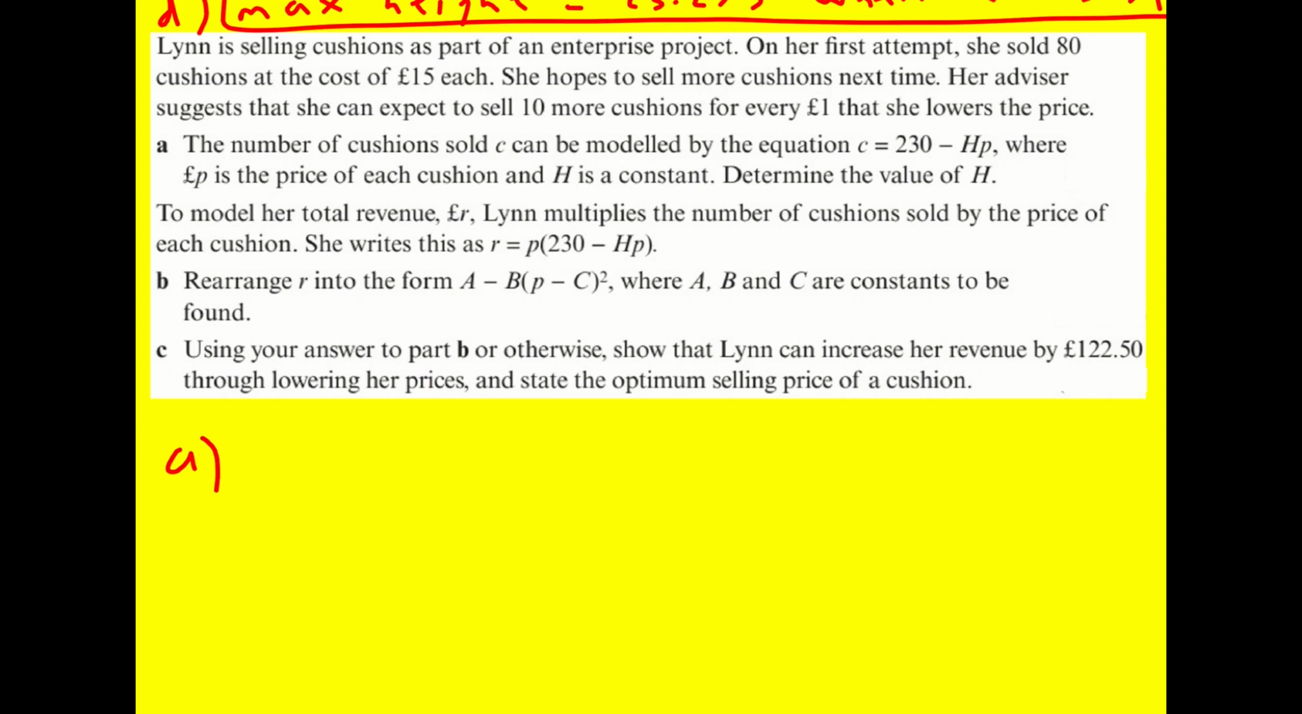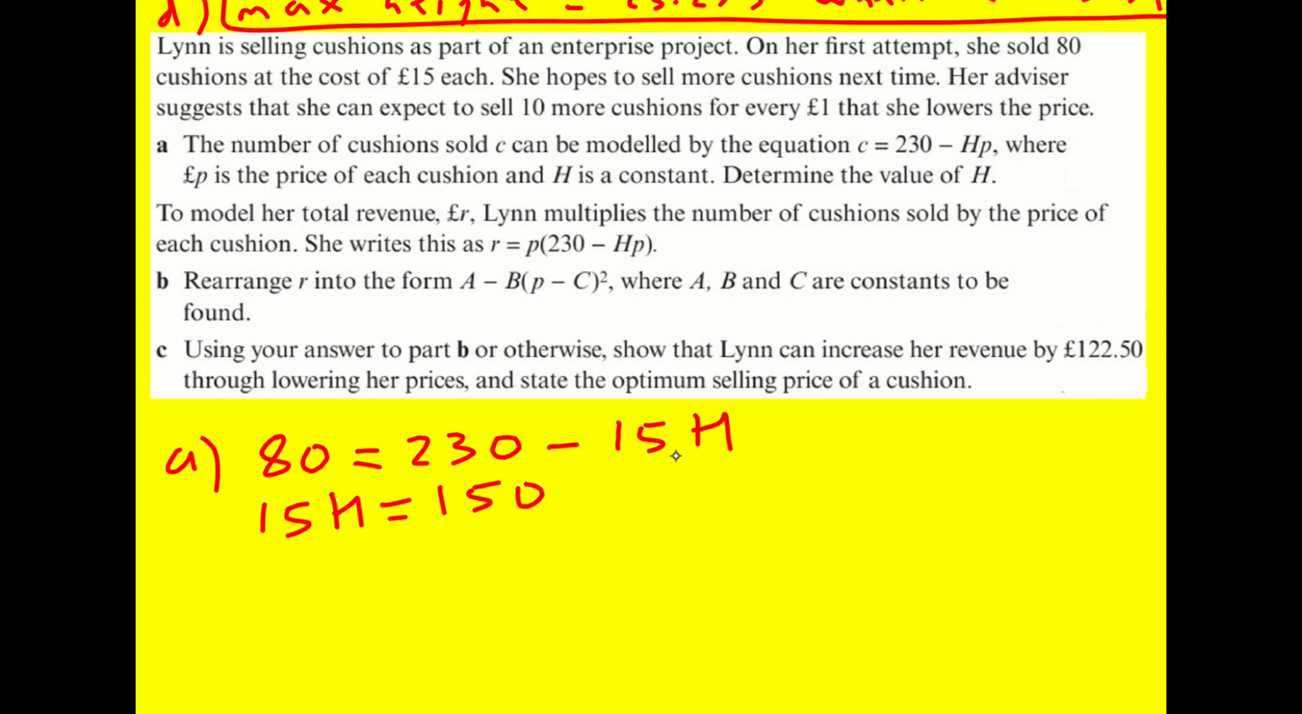So the number of cushions sold, well, we're told she's expected to sell 80. So C is 80 when P is equal to 15. So I can substitute those values in. 80 equals 230 minus 15H. And we can rearrange that. We're going to get 15H is equal to 150. So H equals 10.